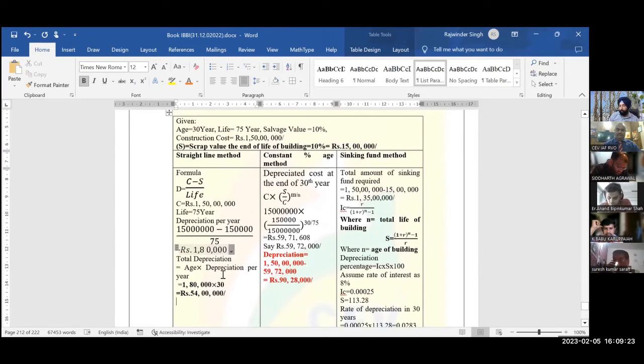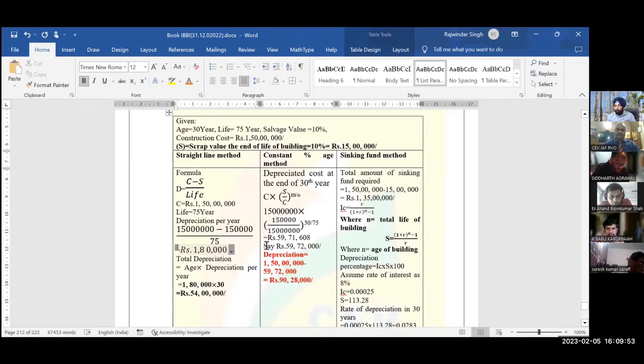Now see, in the constant percentage method or written down value method, depreciated cost at the end of 30 years will be given by C into (S upon C) raised to power M upon N. This formula we have calculated yesterday. So put all the values. C is 1 crore 50 lakh multiplied by 15 lakh divided by 1 crore 50 lakh raised to power 30 divided by 75. So it is, see here.